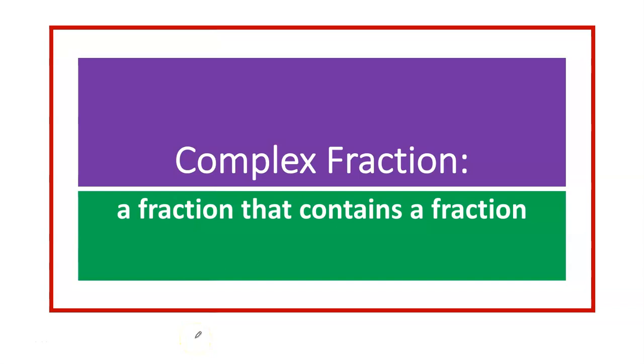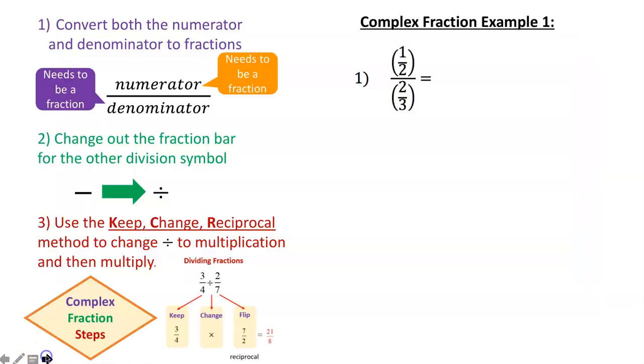Today we're going to be talking about complex fractions. A complex fraction is a fraction that contains a fraction. In our first example, you see a fraction. There's the larger fraction bar, and then you see two fractions inside of it. So this is a complex fraction because it's a fraction that has a fraction, or in this case, two fractions inside of it.